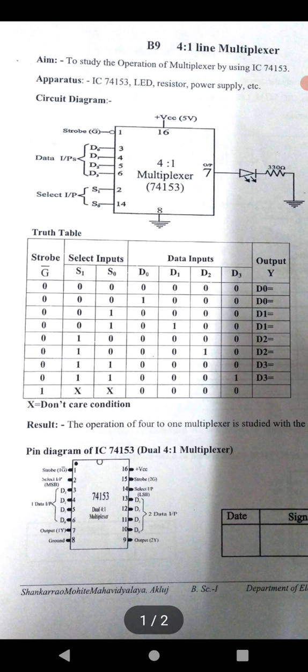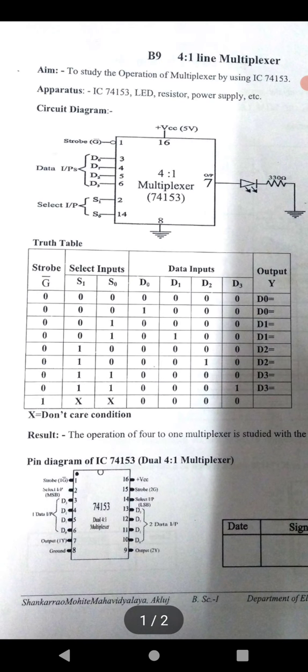So here, when select input lines S0 and S1 are 0 0 and we do not select any input data line, then the output is 0. So here we observe the output live, practically in a laboratory.